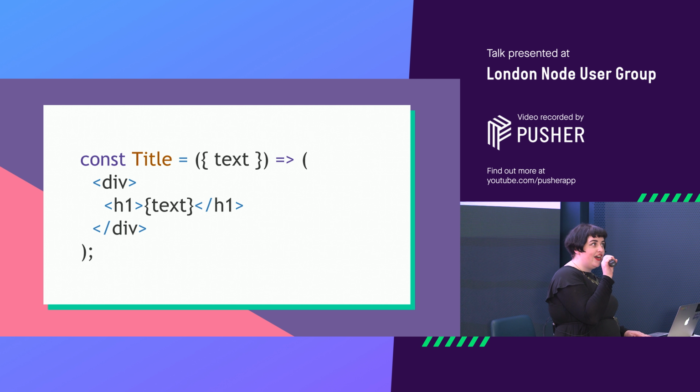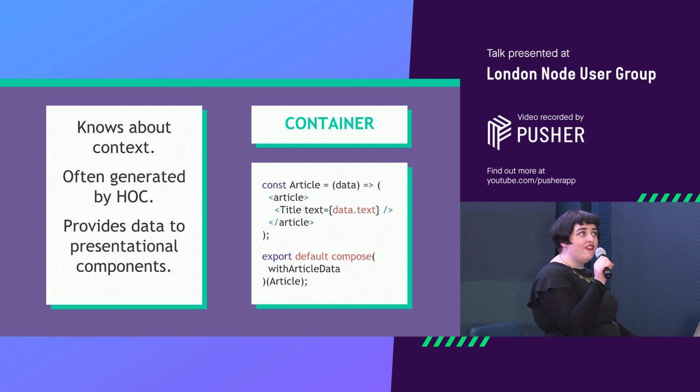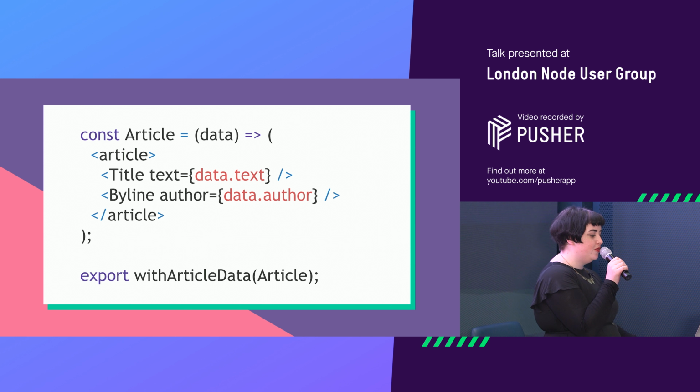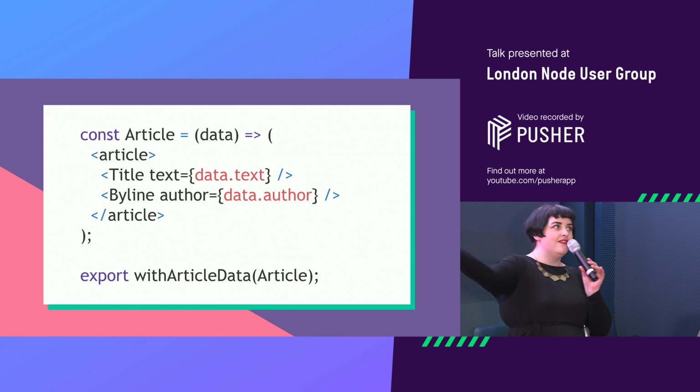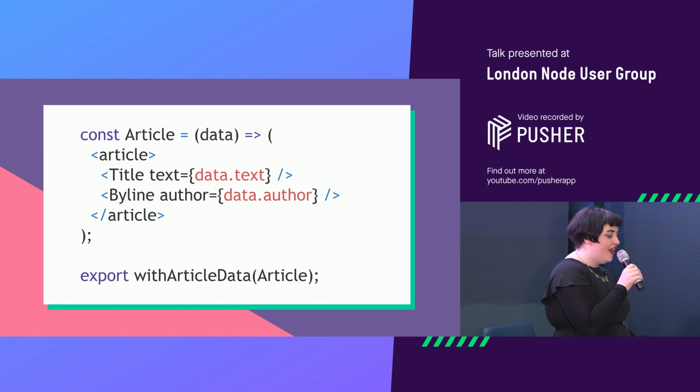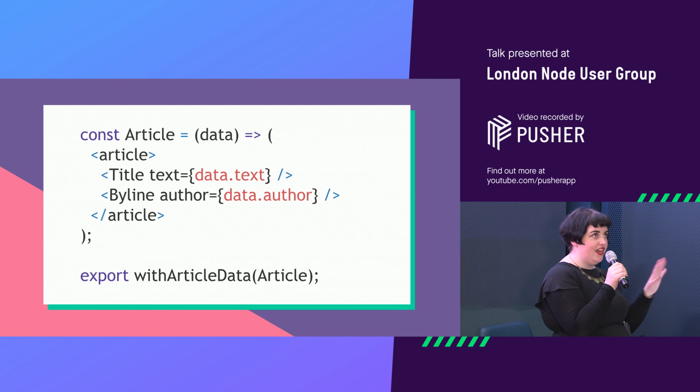So if we were to refactor our component to be more presentational, it might look something like this. Meanwhile, we have our container components, which do know about context. They're often generated by higher order components, and they provide data to presentational components and render them. So an example of a container component would be something like this for an article page, which gets all the data it's generated by this higher order component with article data, which gives it all the data from the API response. And then it renders the title and the byline component and just passes them the data that they need and nothing more.